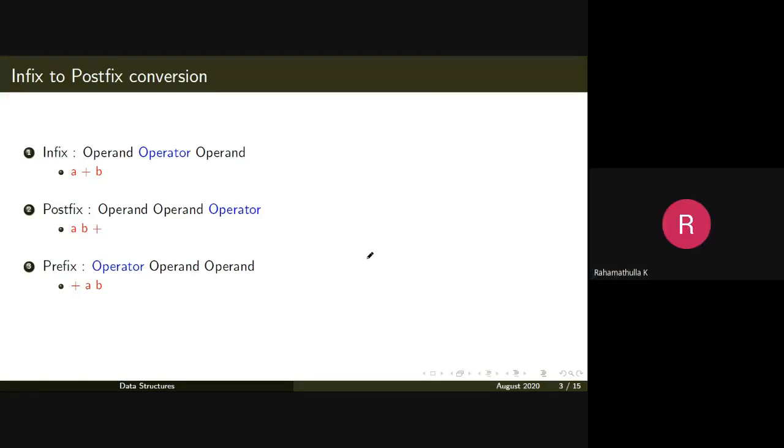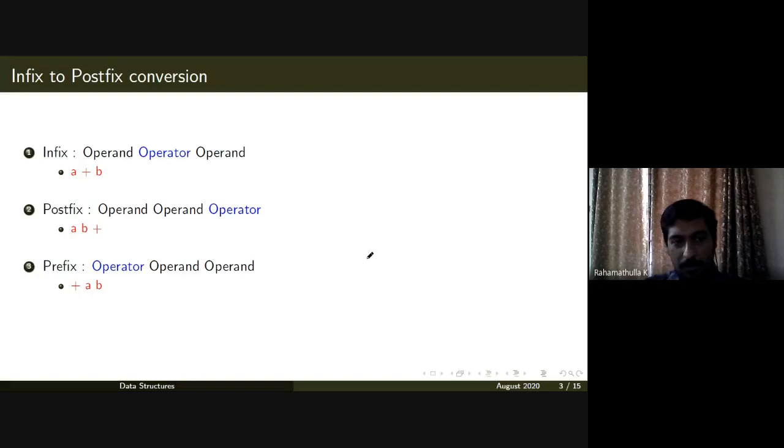The same expression in the postfix format is AB plus, where we write the operands first and then the operator. The same expression in the prefix format has the operator first, then the first operand, followed by the second operand.